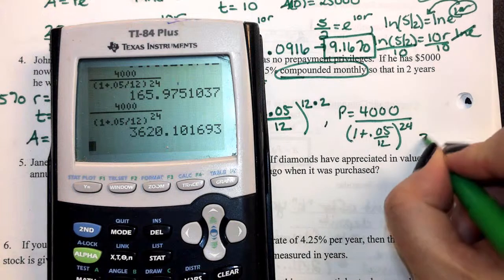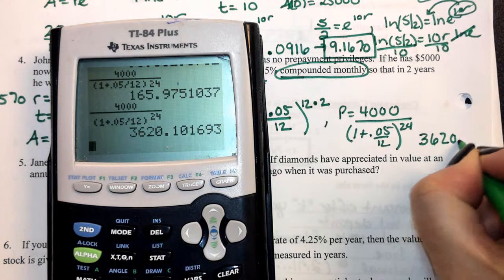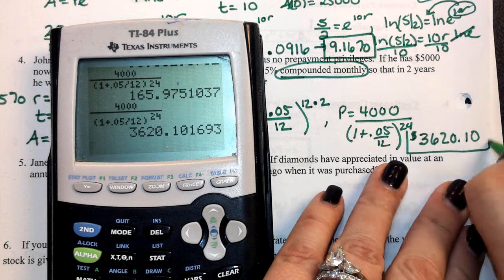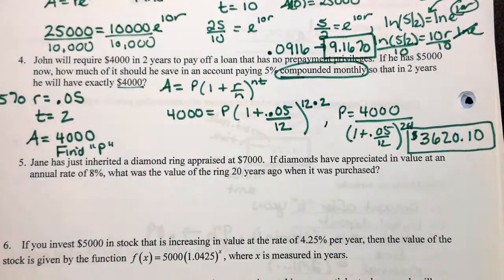So I'm going to have to put away $3,620.10. All right. So any questions on how you can solve for P?